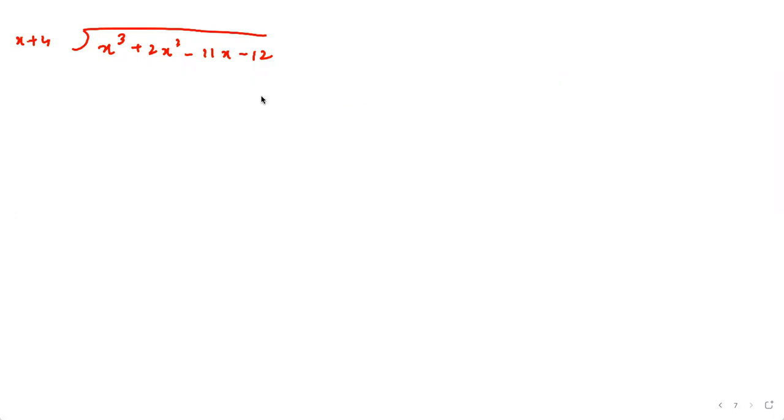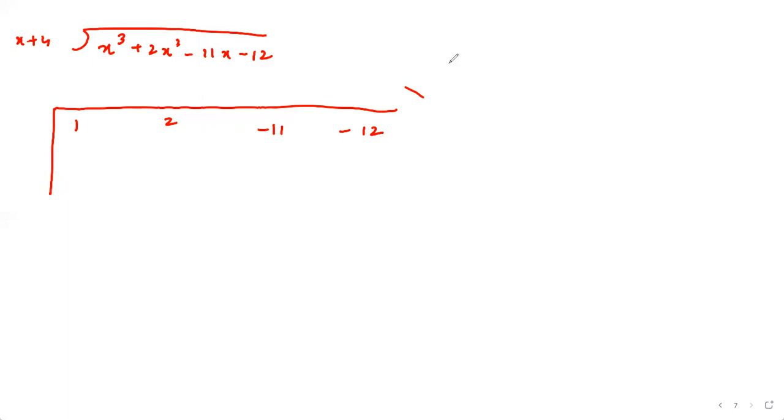In synthetic division, you just take the coefficients, the numbers right in front of the variables: 1, 2, negative 11, and negative 12. If a particular coefficient is missing, say there was no x term, you would take 0 for that. So you don't have to miss out on anything. You have to write down every single coefficient.